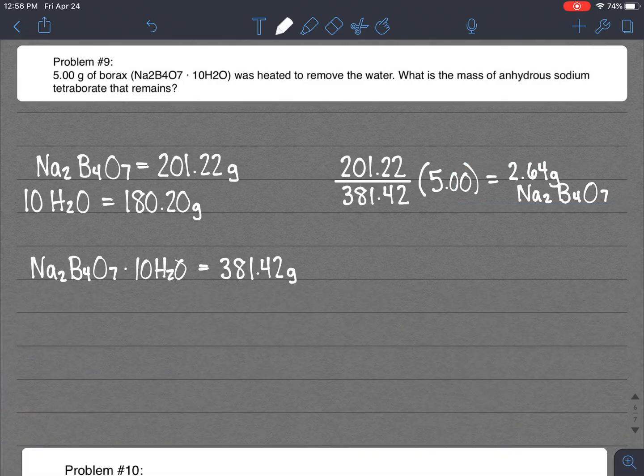Now, if we wanted to know what mass of water remained, I could actually do that one of 2 ways, right? I could go ahead and just take and subtract 2.64 from the 5 and get 2.36. The other thing I could do is I could take the mass of water, so 180.20, divided by 381.42, which would be the percentage of water in that compound, multiply it by 5.